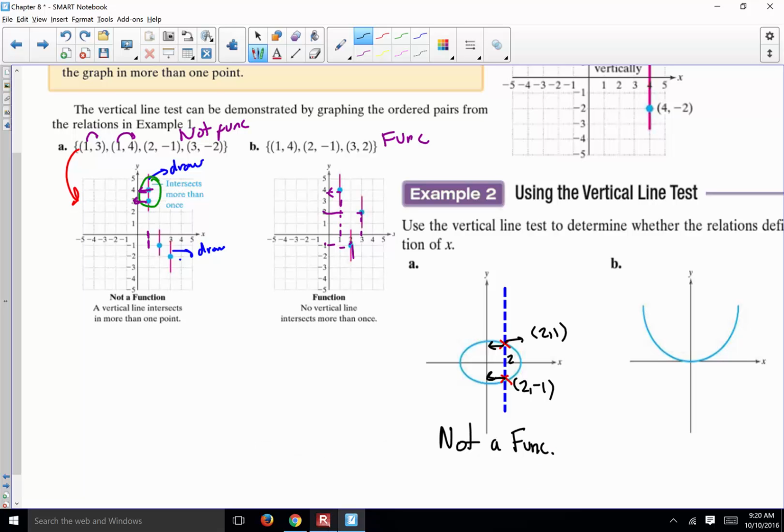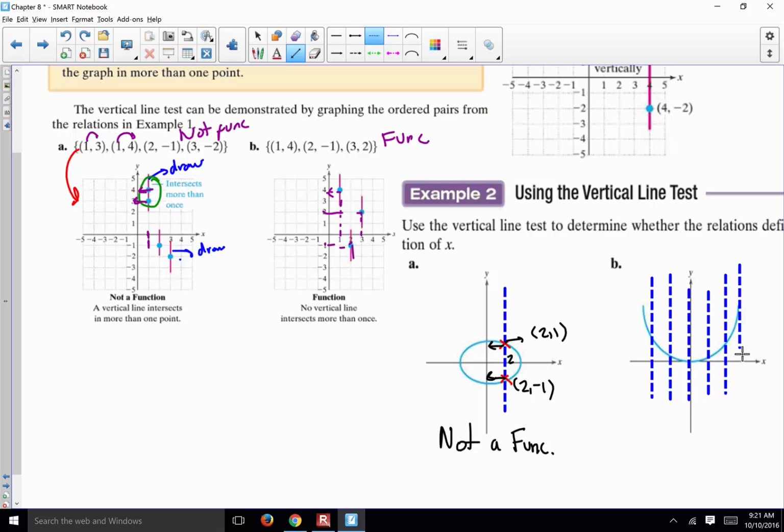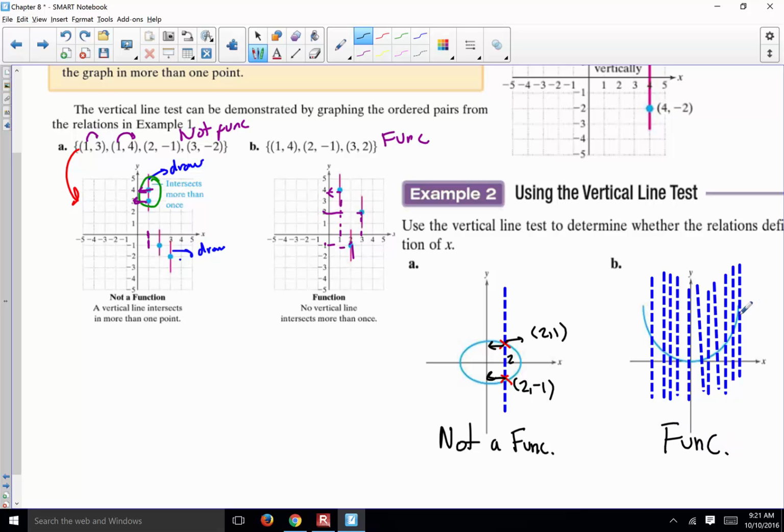Okay? How about this? Is this a function? Just cross this graph with vertical lines as many as you wish until you are convinced. Are you convinced that you can never cross this more than once? Can you cross this more than once? No. So this is a function. This picture belongs to a function with respect to x, where the dependent value is y. Okay?